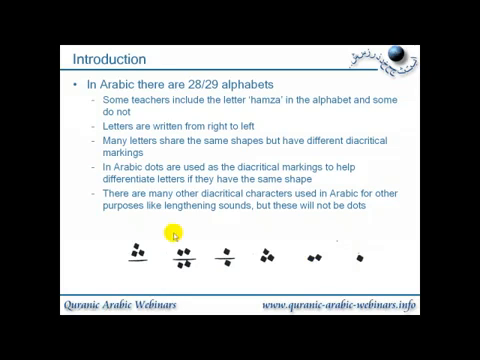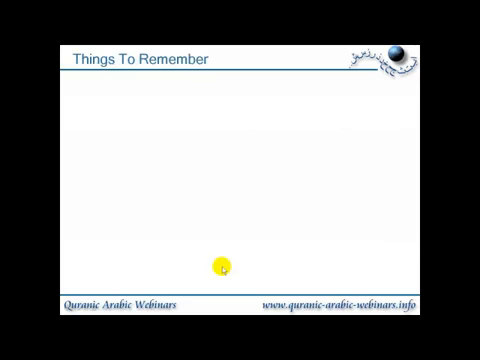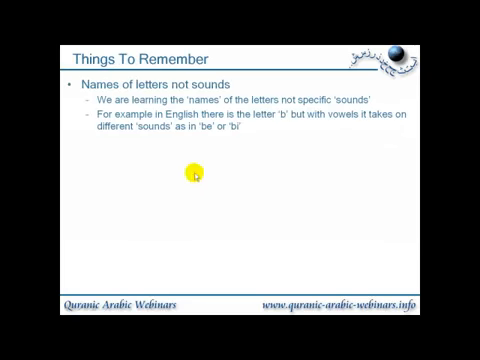There are other markings that you'll see being put on the letters, but they're to do with things like how the letters actually sound and how long the sounds are. They're not to differentiate the letters themselves. Things to remember. We are learning the names of the letters, not specific sounds. So for example, in English there is the letter B, but with vowels it takes on different sounds, as in B or by.